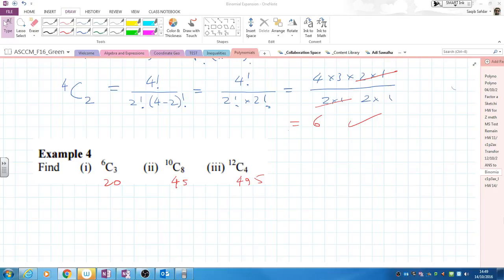So what's this calculator? Wait, is this in C1?